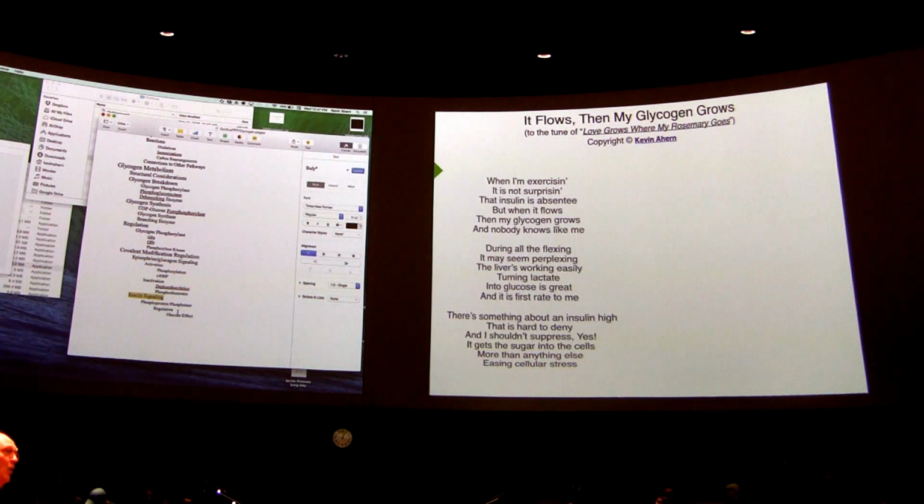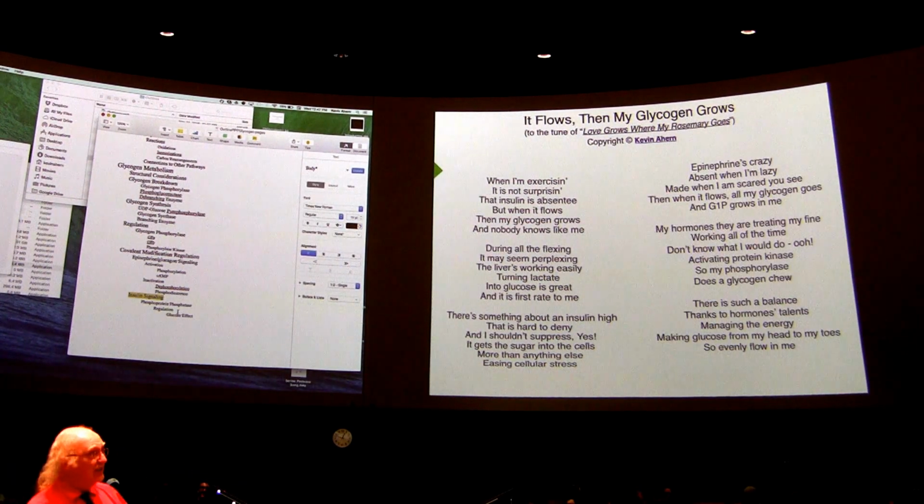Here's how it goes. When I'm exercising, it is not surprising, insulin is absentee. But when it flows, then my glycogen grows, and nobody knows like me. During all the flexing, it may seem perplexing, liver's working easily. Turning lactate into glucose is great, and it is first rate to me.